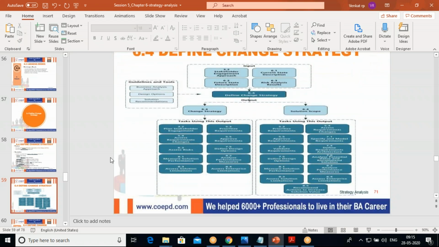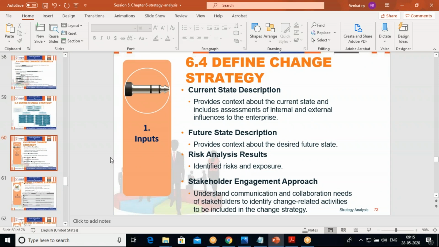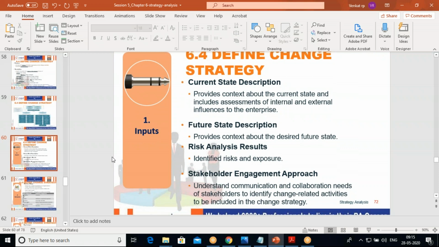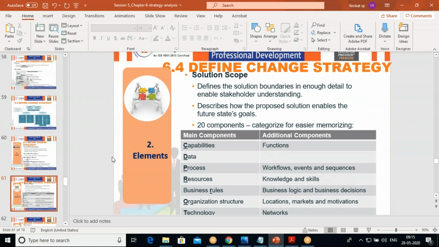We have 5 elements here. The first one is the solution scope, the second one is the gap analysis, the third one is enterprise readiness assessment, the fourth one is change strategy, and the fifth one is the transition states and release planning.